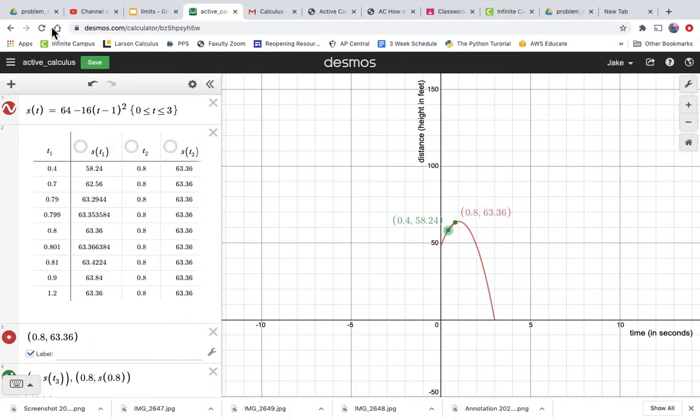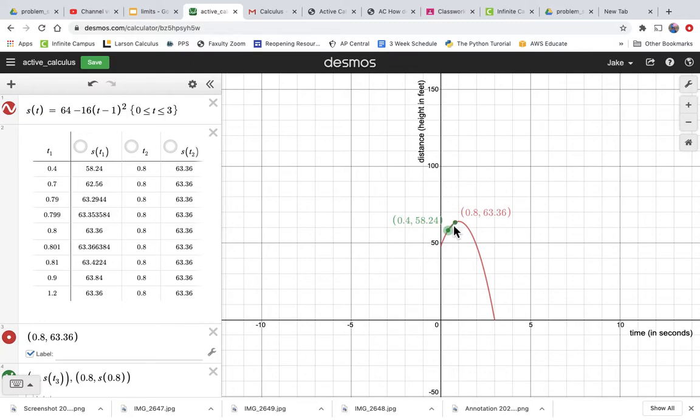Hi, Calculus. Picking up on our discussion from average velocity to instantaneous velocity, we have our ball toss function where we've thrown this up in the air, starting at 48 feet above the ground, and it goes up for about a second, and then comes down and lands after about 3 seconds. And what we're interested in is figuring out the instantaneous velocity of this object in flight 0.8 seconds into its flight.